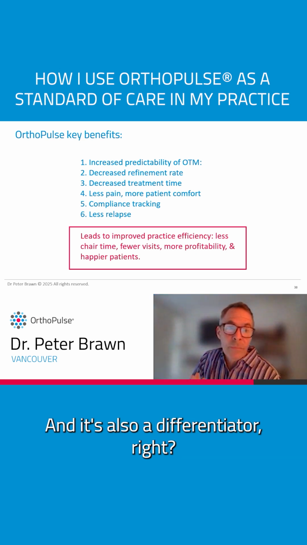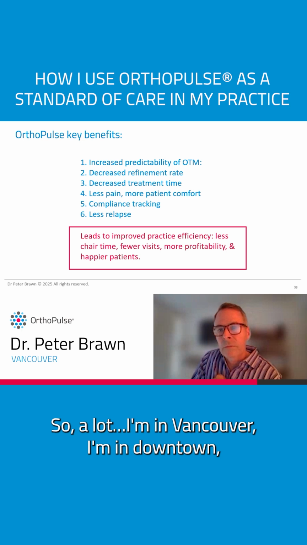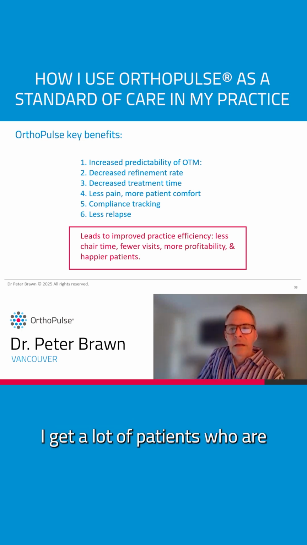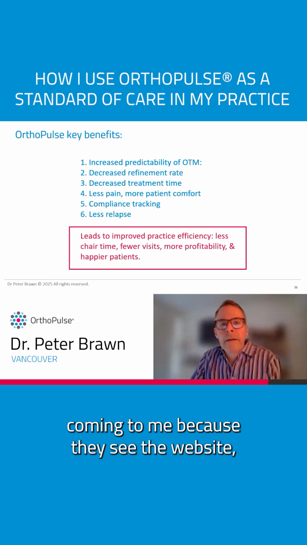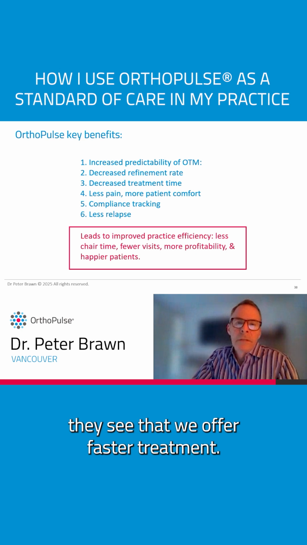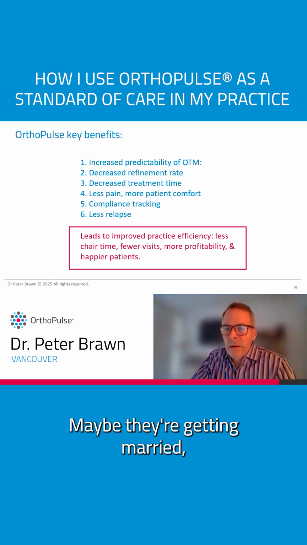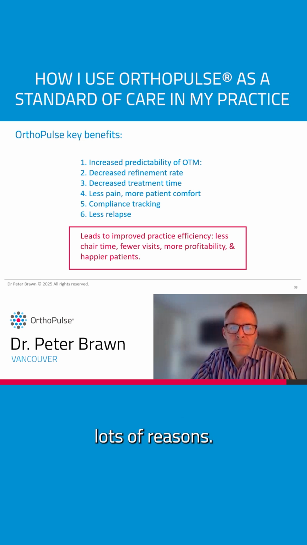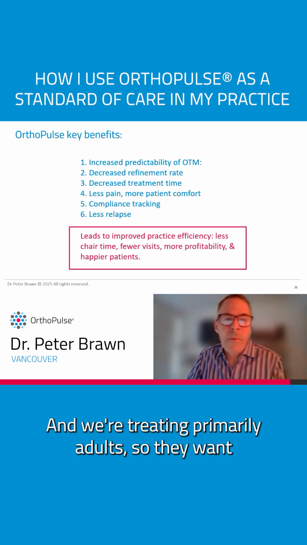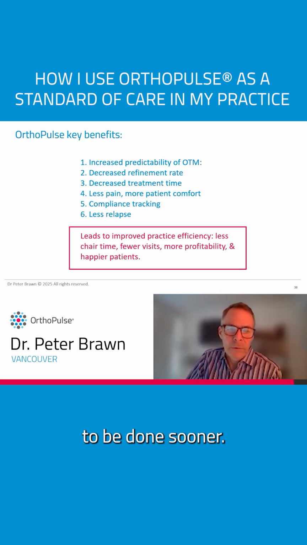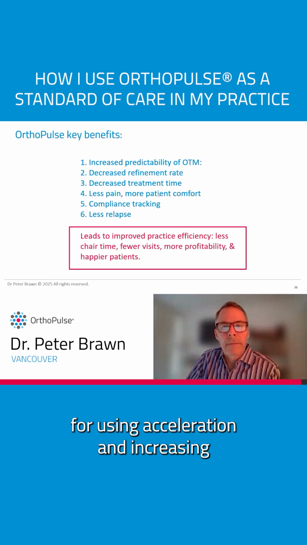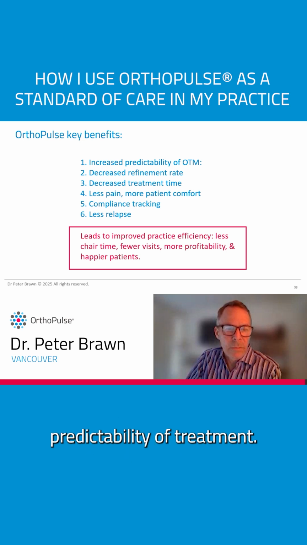And it's also a differentiator, right? I'm in Vancouver, in downtown. Lots of competition. I get a lot of patients who are coming to me because they see the website. They see that we offer faster treatment. Maybe they're getting married. Maybe they're going abroad to school. Lots of reasons. And we're treating primarily adults, so they want to be done sooner. So we found that there's definitely a niche for using acceleration and increasing predictability of treatment.